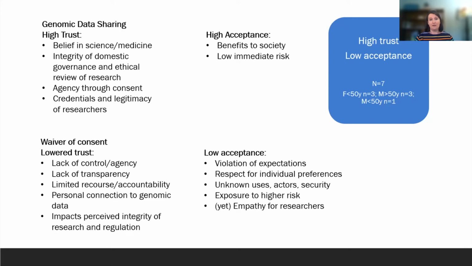So that lack of control, lack of agency, lack of transparency or recourse of accountability, the violation of their expectations around agency, the violation of the expectations for respect and reciprocity in the research process meant that the participants not only were not willing to accept the use of a waiver of consent, they were no longer willing to participate in any kind of genomic research with or without their consent. And it also impacted on their perception of the overall integrity of research, researchers and regulation in this space.